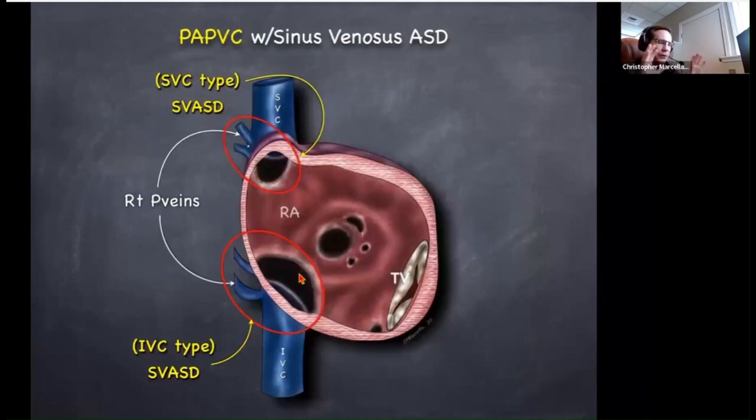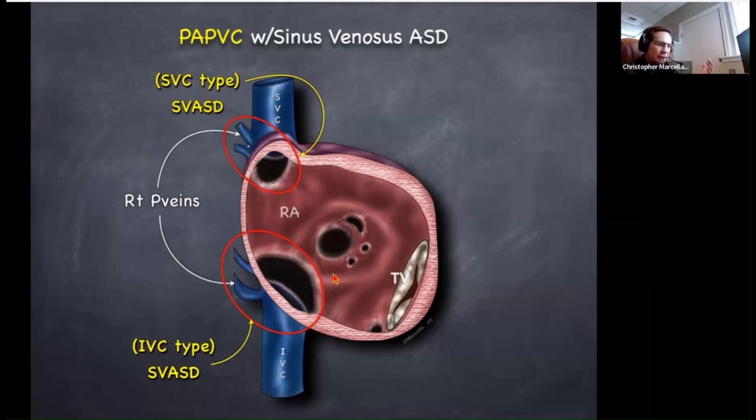So this is a cartoon view from the right side. We're looking at the different types. So in a partial anomalous pulmonary venous return with a sinus venosus ASD, there's a couple different types of sinus venosus ASDs. You can have a superior vena cava type, that's up here in the top. That's going to be associated with anomalous pulmonary veins. Usually it's the upper and the middle.